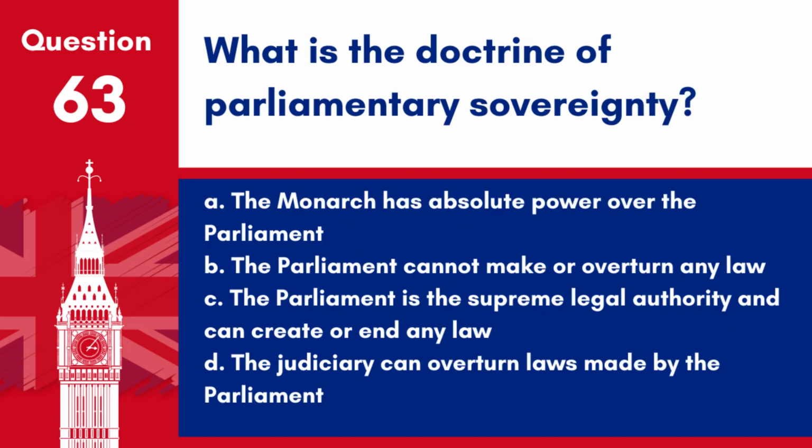Question 63. What is the doctrine of parliamentary sovereignty? A. The monarch has absolute power over the Parliament. B. The Parliament cannot make or overturn any law. C. The Parliament is the supreme legal authority and can create or end any law. D. The judiciary can overturn laws made by the Parliament. Answer. C. The Parliament is the supreme legal authority and can create or end any law. The doctrine of parliamentary sovereignty means that Parliament is the supreme legal authority and has the power to create or repeal any law.